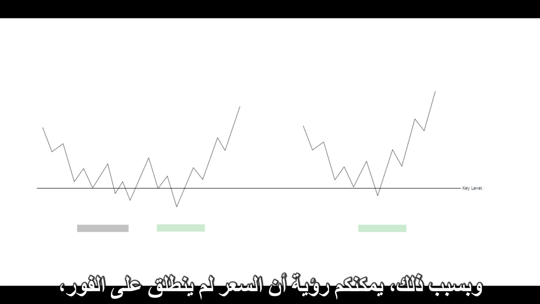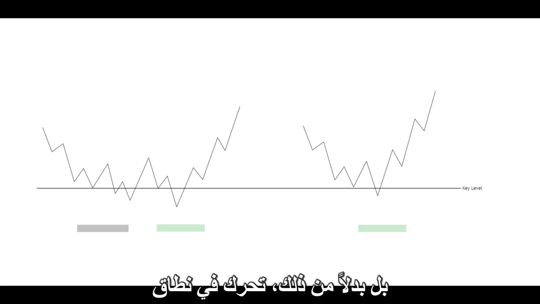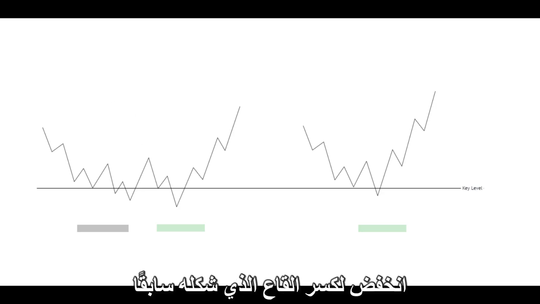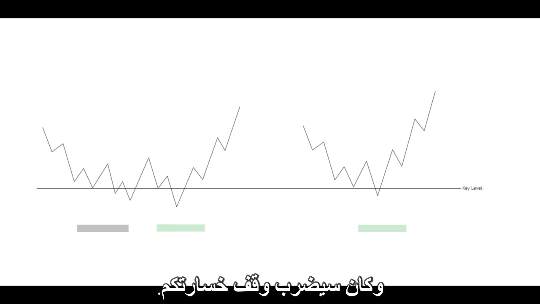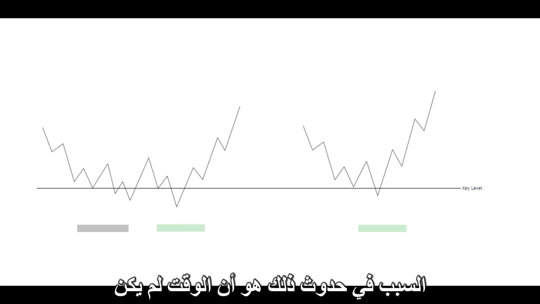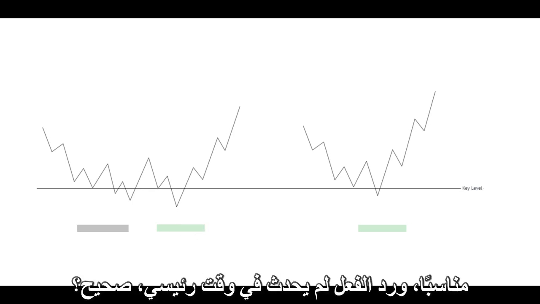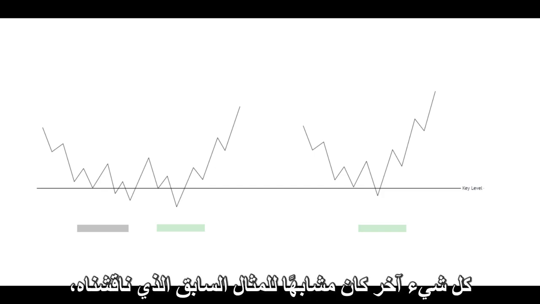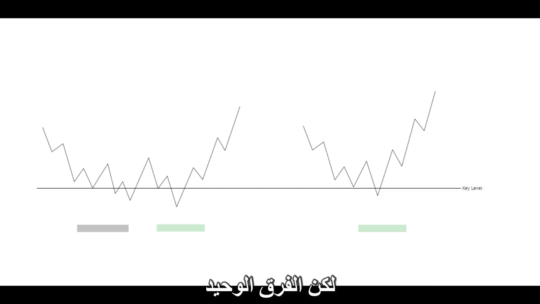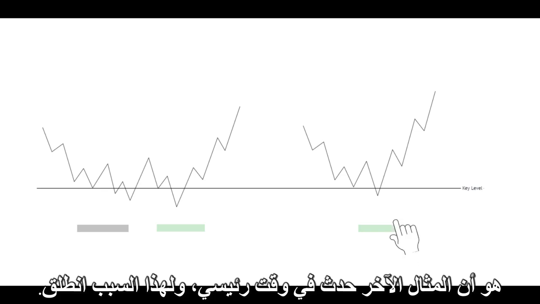And because of that, you can see that price did not expand right away, but instead it just ranged there and eventually came down below to purge the low it formed earlier and would have stopped you out. The reason it happened is because time wasn't right and the reaction did not occur at a key time, right? Everything else was the same as the previous one that we discussed, but the only difference was that the other one happened at a key time, that's why it expanded.